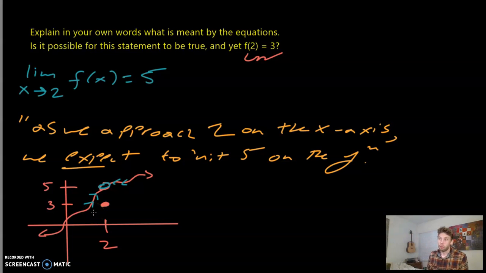So, explain in our own words: as we approach 2, we expect to hit 5. And is it possible? Yes, it is possible and fairly common.